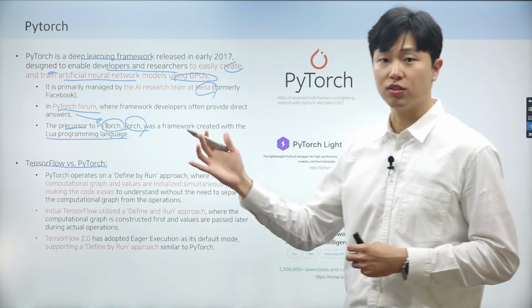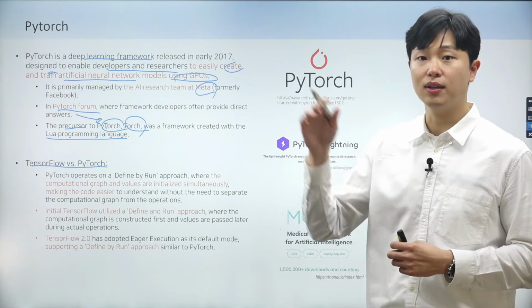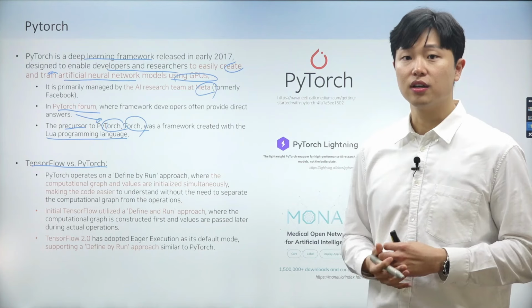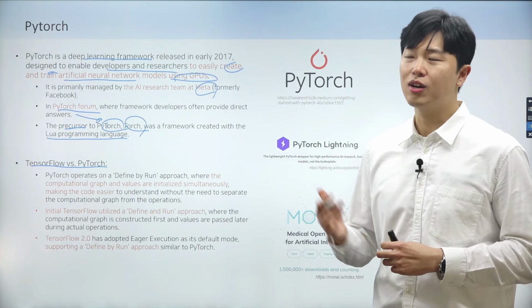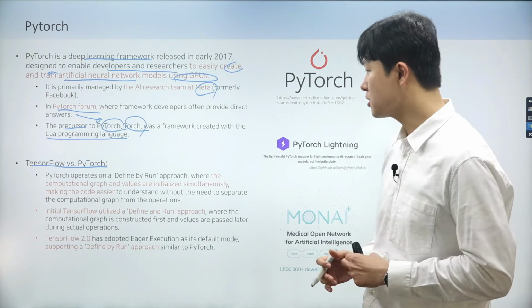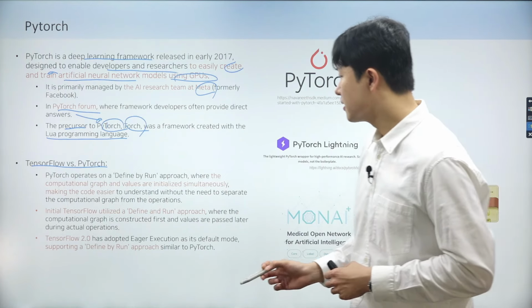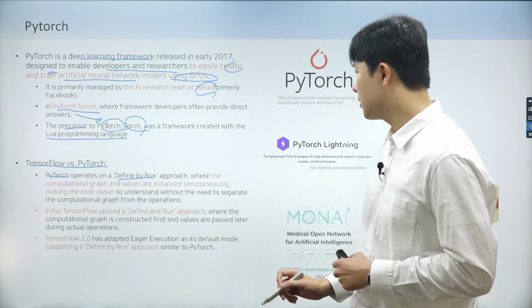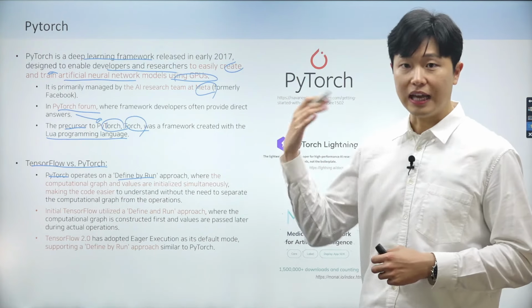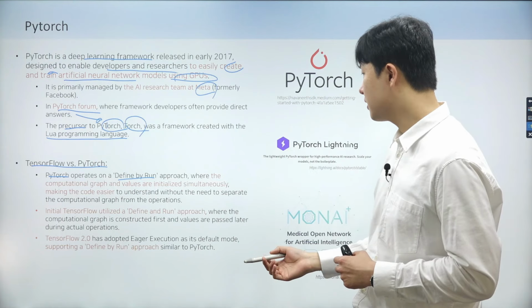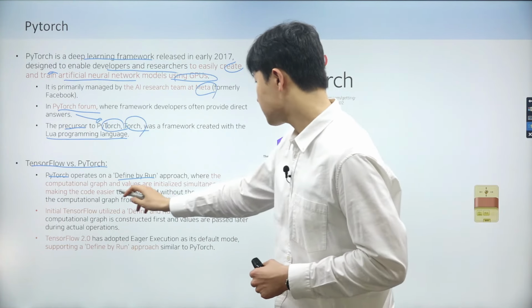TensorFlow used to be the biggest player, but these days, PyTorch has become the biggest player. I can't say for all industries, but in the bio-AI field, PyTorch is the most used by researchers. And professional AI organizations mostly use PyTorch as well. The reason is because PyTorch operates on a define-by-run approach, which we'll discuss in our later lectures when we talk more about the neural networks.